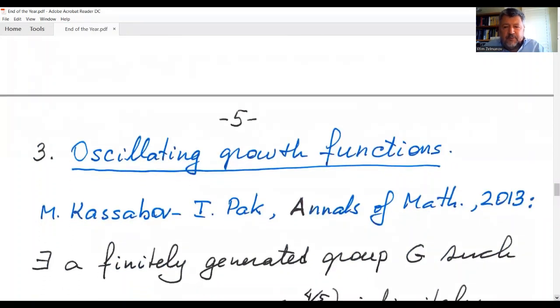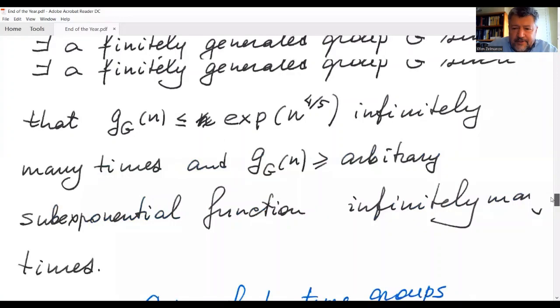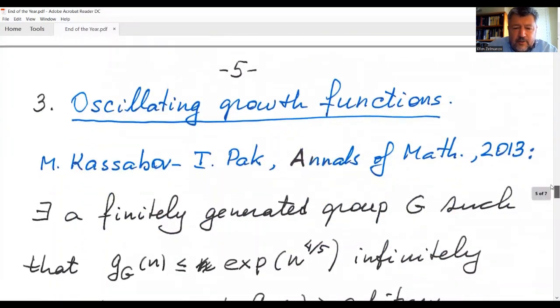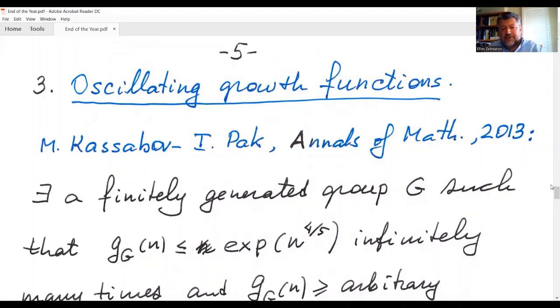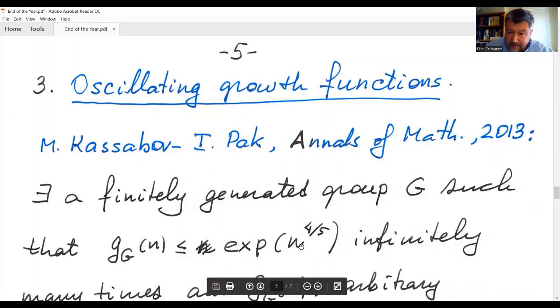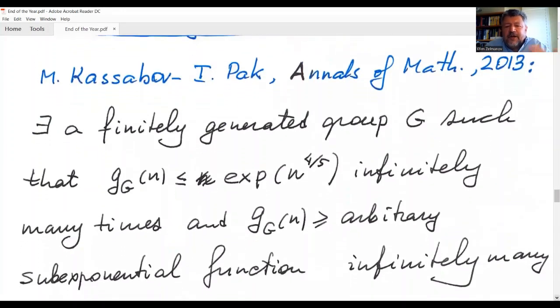Now, I want to talk about algebras with oscillating growth functions. Martin Kassabov and Igor Pak constructed a finitely generated group with oscillating growth function. So for infinitely many n's, it was less than one intermediate function, and for infinitely many n's, it is greater than an arbitrary sub-exponential function. That is, choose an arbitrary sub-exponential function which is bigger than this one. Then infinitely many times it is less than the small function, and infinitely many times greater than the big function. So it oscillates.